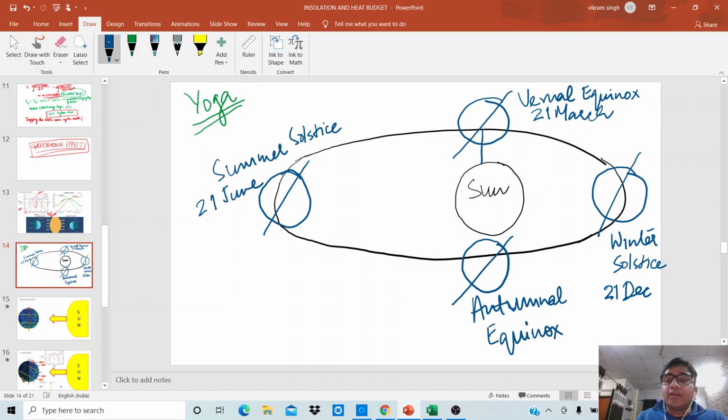And the date on which it occurs is 23rd of September. So if we look at these four positions, they are very important with regard to the insolation coming on the earth. Now you should remember, sometimes this question is asked about the positions.